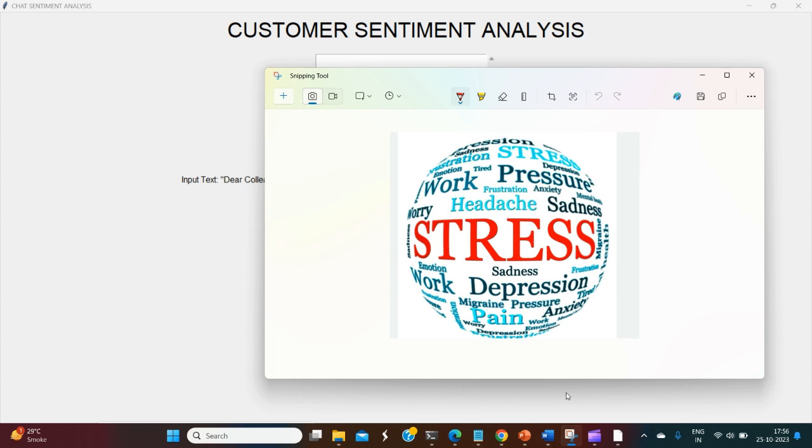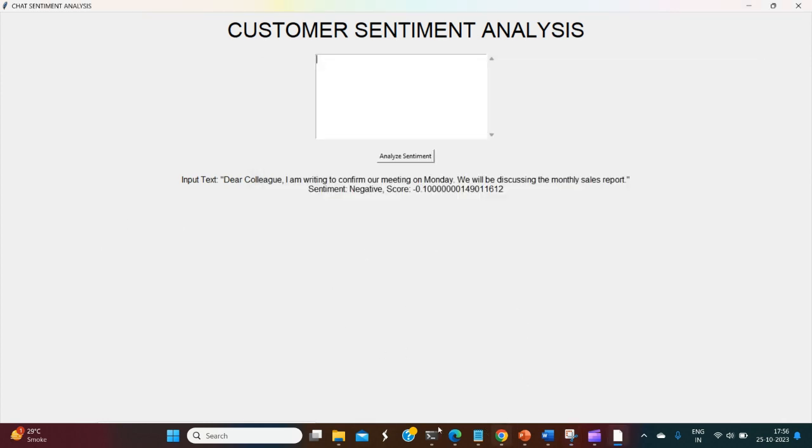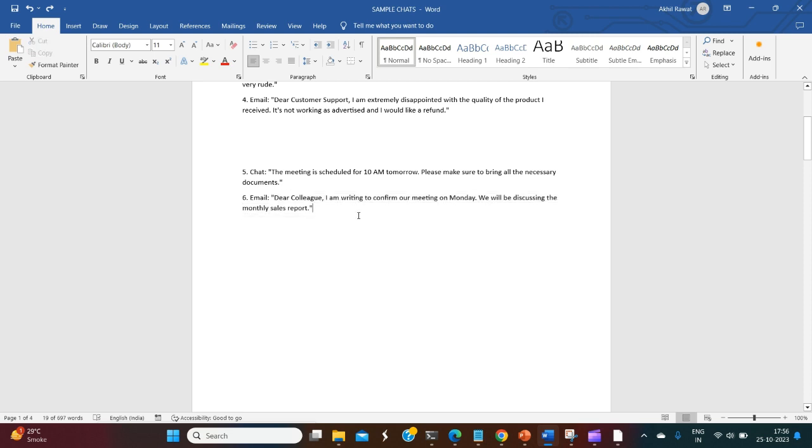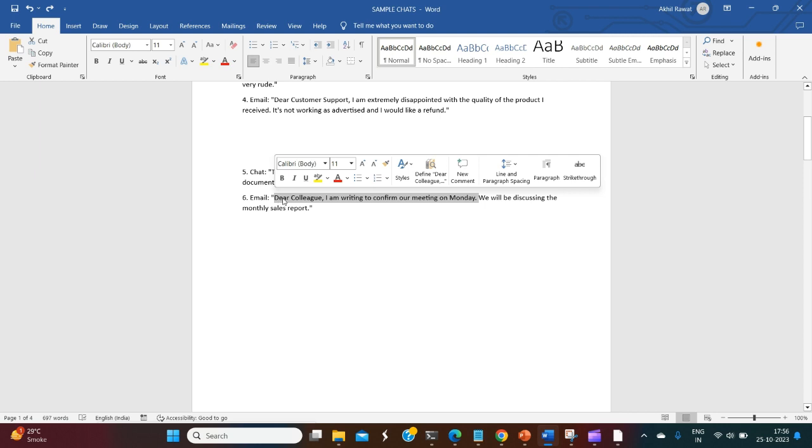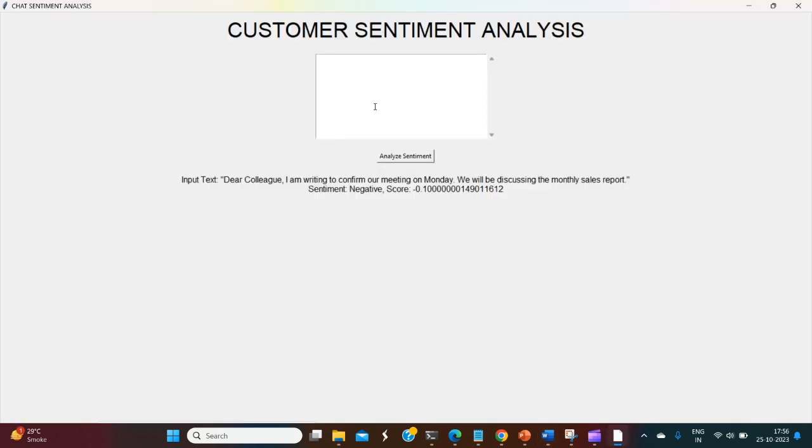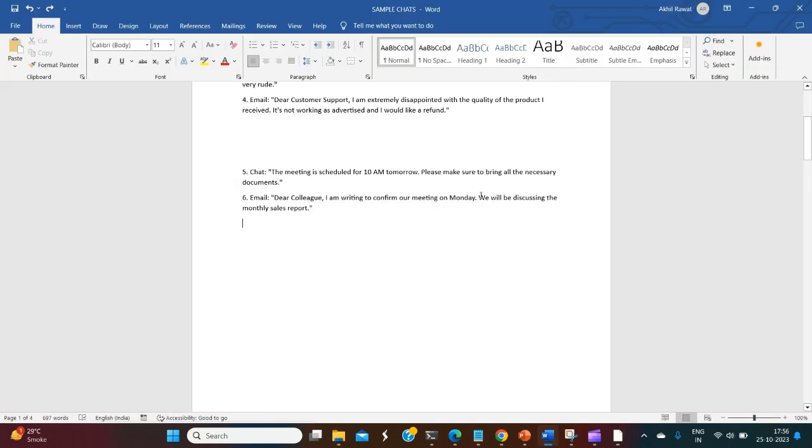So let me show you. We will do some analysis on this. If I break it down, if I take only the first line and copy and paste it, let us see what happens. See, now sentiment is neutral. Score is 0.0. Dear colleague, I am writing to confirm our meeting on Monday. So the first line is fine. It's neutral, as per Google, because this is the Google algorithm.